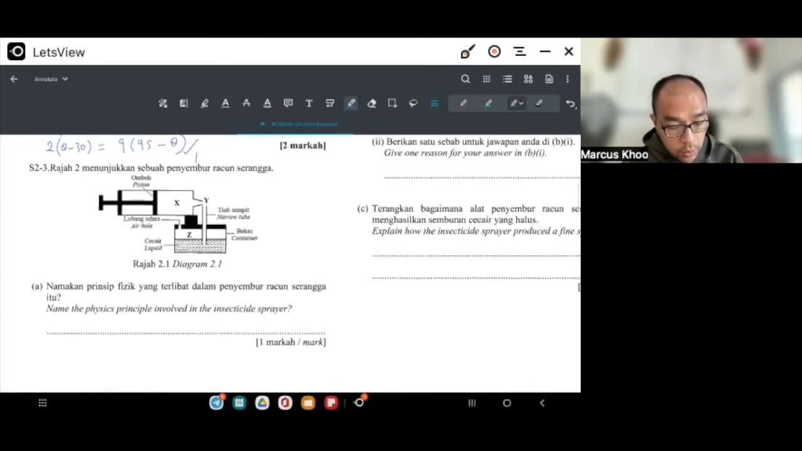So we have an insecticide sprayer, you know, the spray thing. Whenever we're talking about the insecticide sprayer, the principle that's usually involved is Bernoulli's principle. Bernoulli's principle says small velocity, high pressure, or low pressure, high velocity. So either way. Now, one thing to take note of is don't get the spelling of Bernoulli wrong. That's a very important thing to take note of.